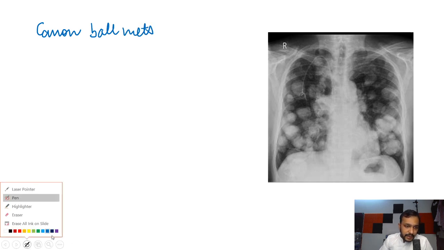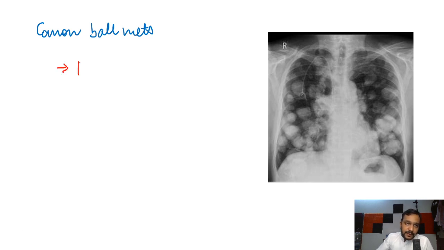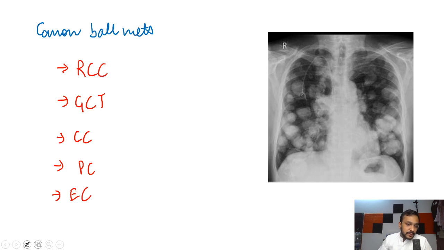Okay, so guys, this was a very simple case. Round opacities seen in bilateral lung fields. So this was a case of cannonball mets. Okay, and these cannonball mets are seen in renal cell carcinoma, germ cell tumor, choriocarcinoma, prostate carcinoma, and endometrial carcinoma.